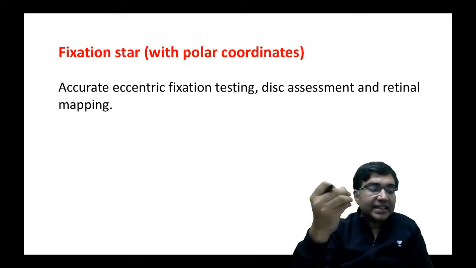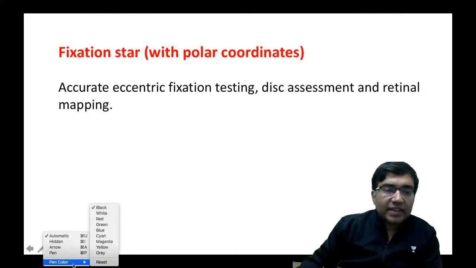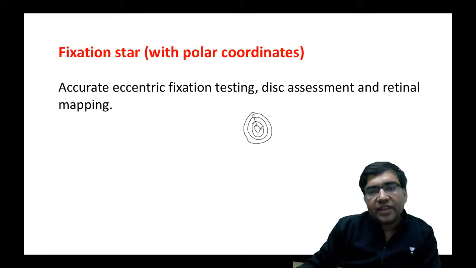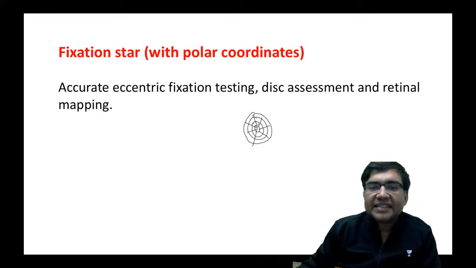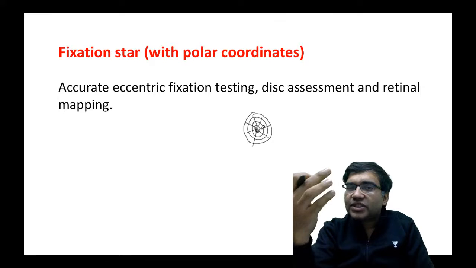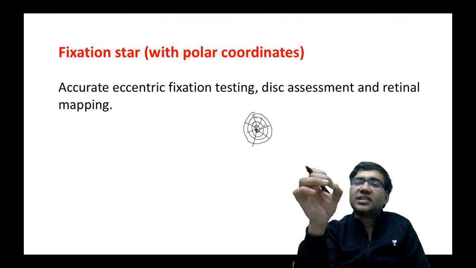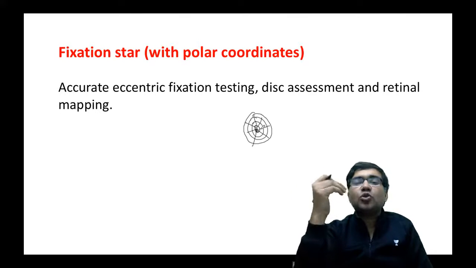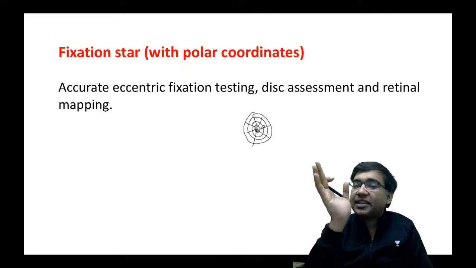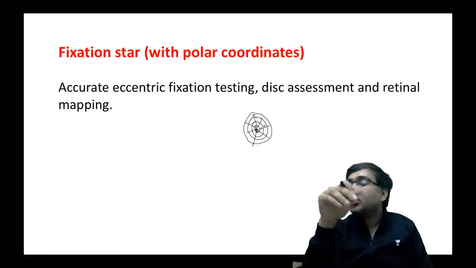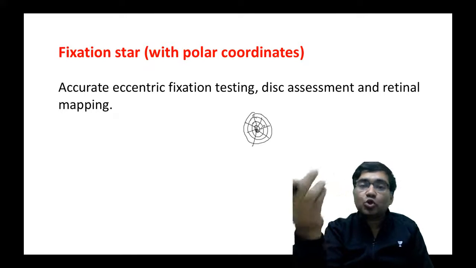Last but not the least, there is a fixation star. It is like this. I'm making a small diagram. We have a fixation star like this. What do we tell the patient? We tell the patient to look at the center of the star. If he is able to see at the center of the star, this means the patient has a good fixation. If he is seeing not at the center but to the side, he may have an eccentric fixation. Very important when the patient has a squint.